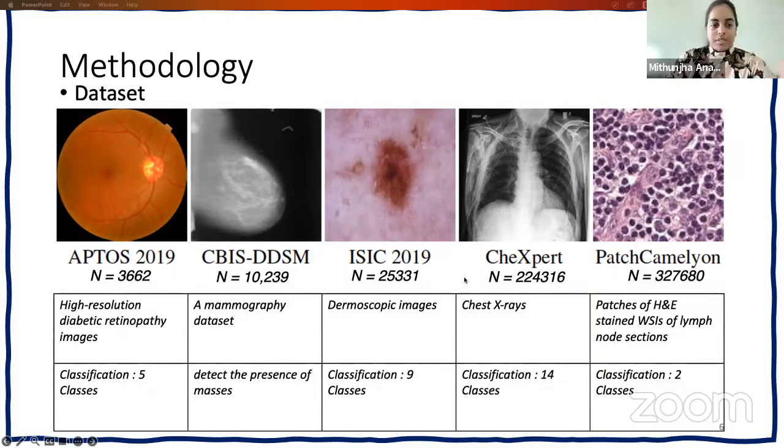So in this work, as I mentioned, they have used a small data set, you can consider this as a small data set, then three medium data sets and a large data set with 327,680 sample images.